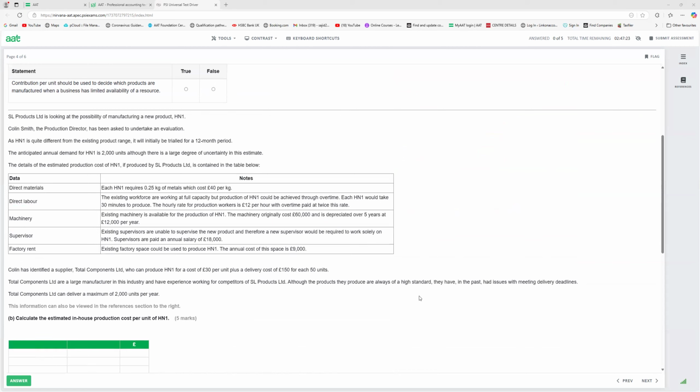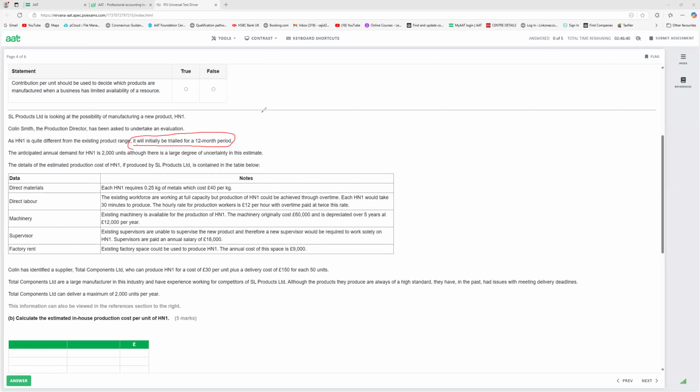SL Product Limited is looking at the possibility of manufacturing a new product, HN1. So they are considering making a new product, and the product is called HN1. Colin Smith, the production director, has been asked to undertake an evaluation as HN1 is quite different from the existing product range. It will initially be a trial for 12 months. Okay, so initially they'll make the trial for 12 months. So after 12 months they want to see whether they will go ahead or not.